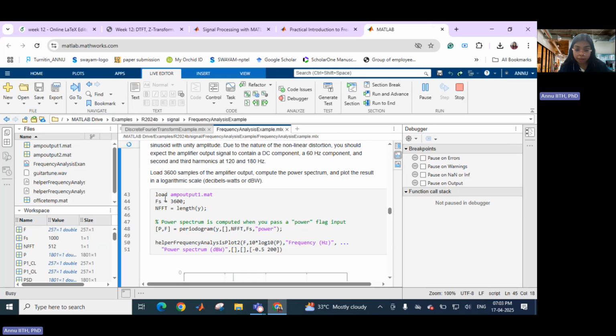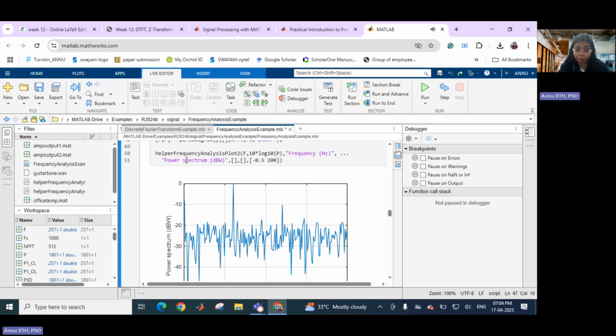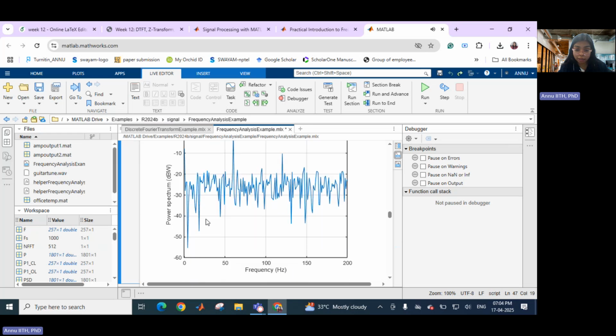First we are loading this MATLAB file. Then we set the sample frequency. Then we set the NFFT, the number of FFT points, so the length it should give. Then the power spectrum is computed when you pass a power flag input. So this is the input function, and now we have to see the plot analysis.